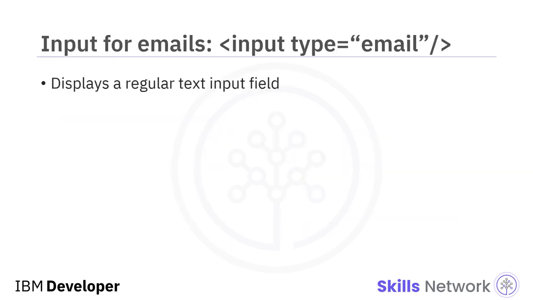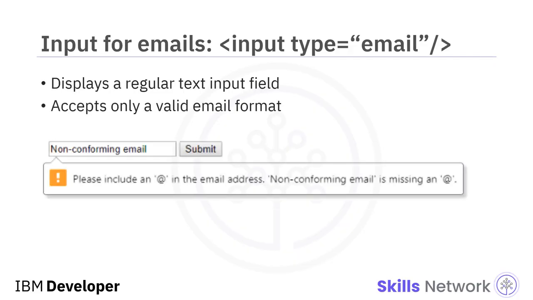The input type equals email attribute is displayed as a regular text input field. It provides feedback when the input does not follow the email format.